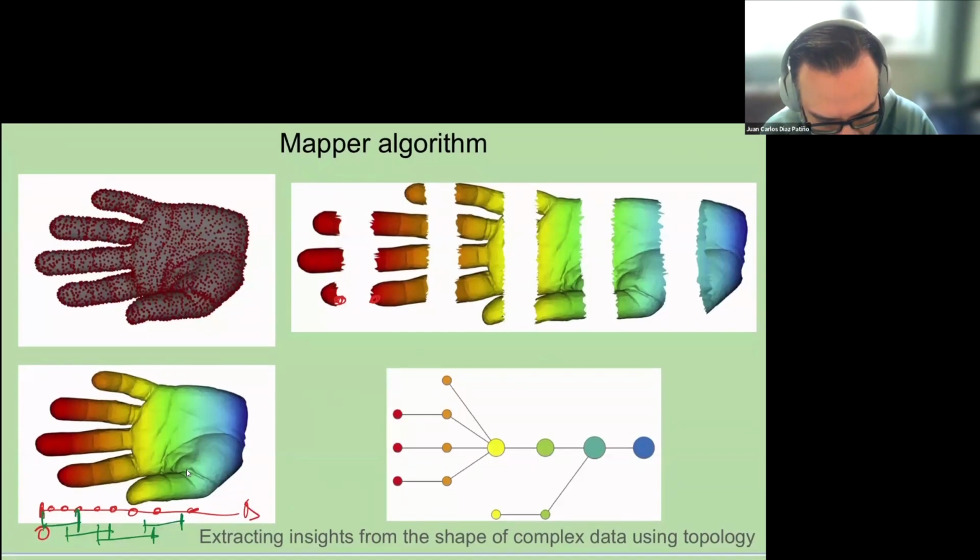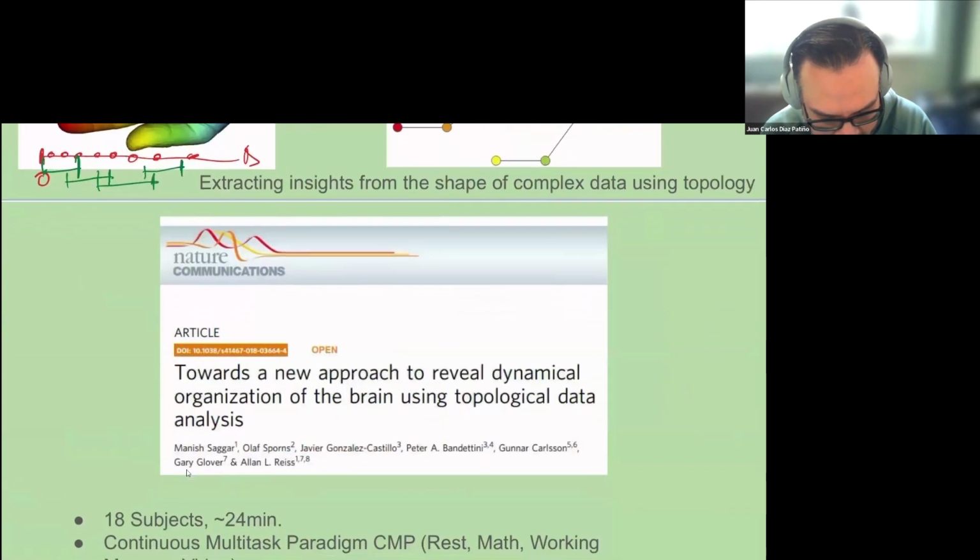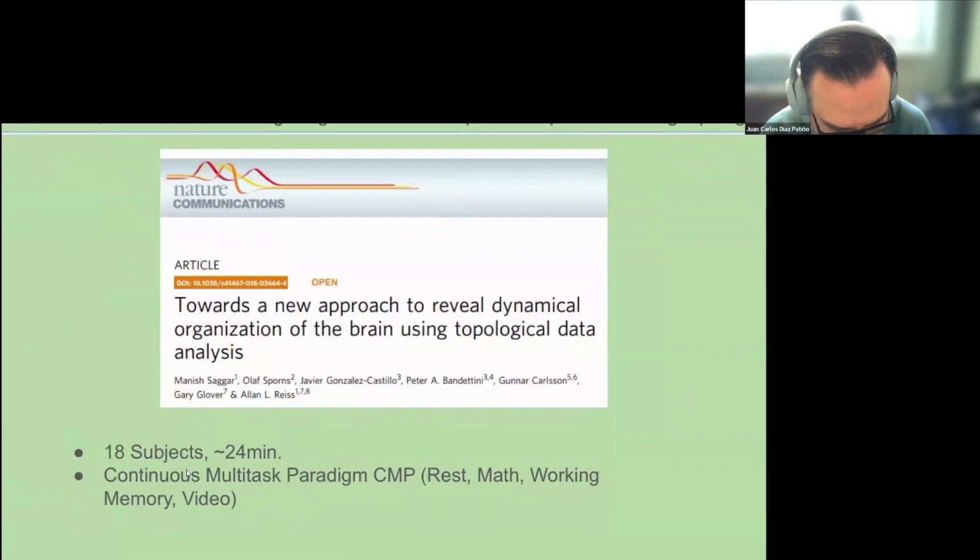So we are going to see how the mapper algorithm is used to study magnetic resonance images. This is a paper of Manish Saggar and this long list of collaborators, in which you may identify Gunnar Carlsson, that is one of the principal researchers in this field. This article was published in Nature in 2018, and it's an application of TDA, the mapper algorithm, to study magnetic resonance images.